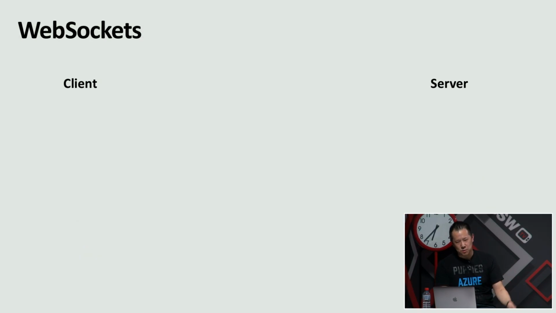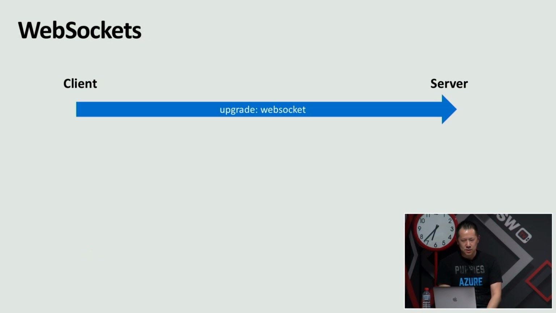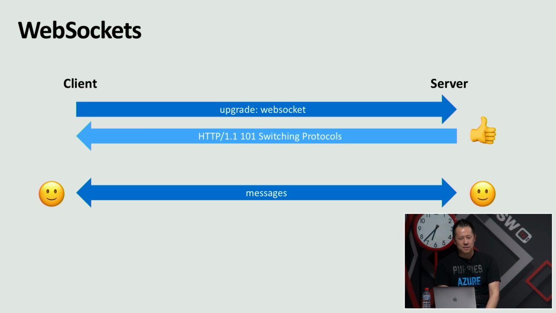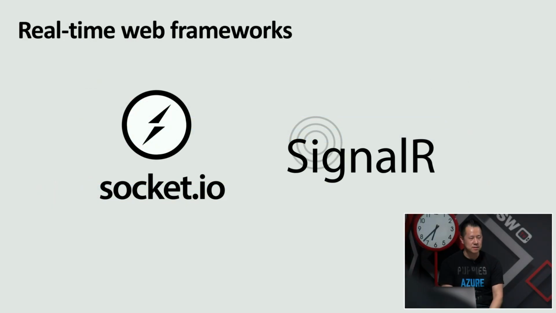And then the last one is WebSockets. That's when a client asks the server, hey, I want to upgrade to a WebSocket. And then the server's like, cool. And now a WebSocket connection is created between the two. It's a bidirectional connection, so not only can the client talk to the server, the server can talk to the client. OK so far? So that's a quick lesson on real time.